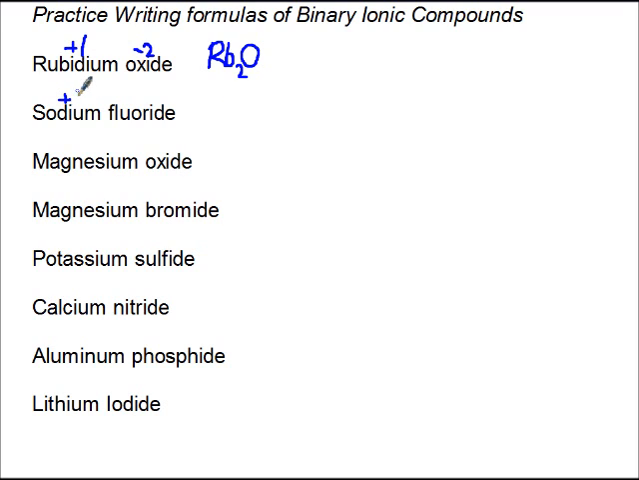Sodium fluoride, sodium's a +1, fluorine is a -1. So when I write that out, it's actually balanced the way it is, NaF. I don't have to write any other subscripts because a +1 and a -1 equals 0. Magnesium is a +2, oxygen is a -2. In this case, MgO, +2 plus -2 equals 0. So this one's balanced the way it is. I don't need any subscripts.